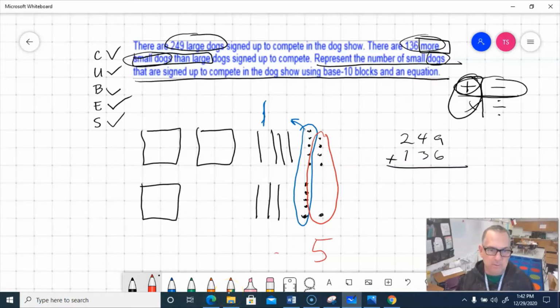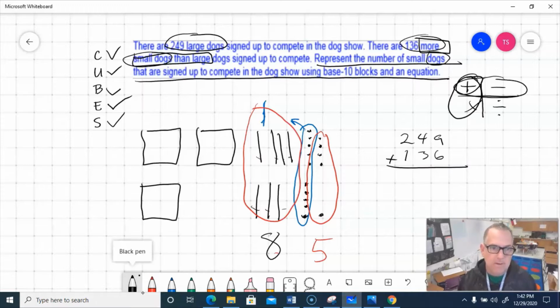Okay, look in the tens place now. I got 1, 2, 3, 4, 5, 6, 7, 8. Looks like I got 8 tens. I'm going to circle my 8 tens. And then I have 1, 2, 3 hundreds.